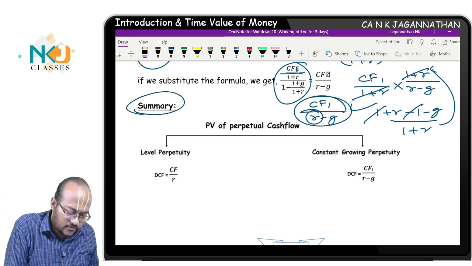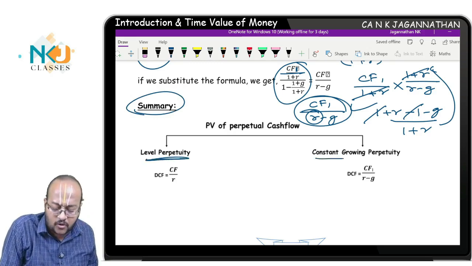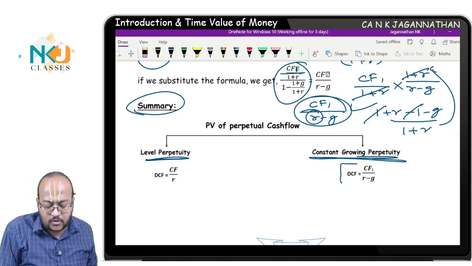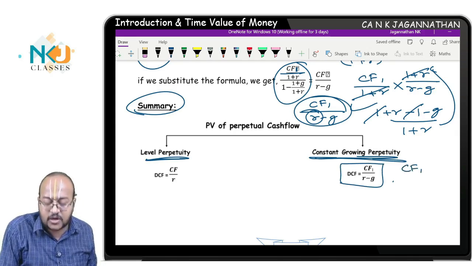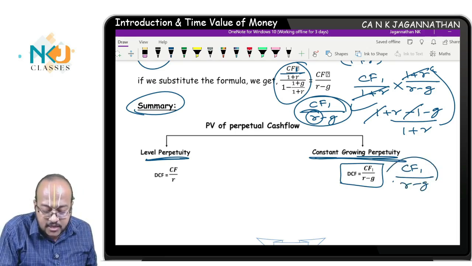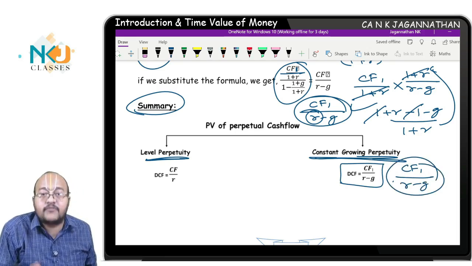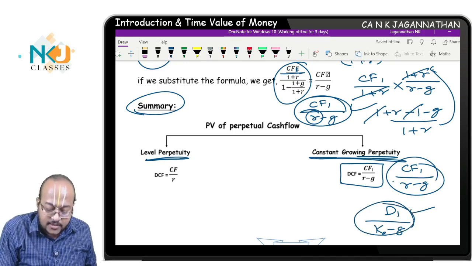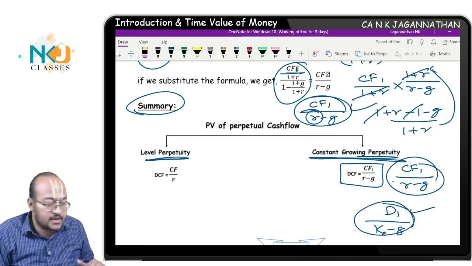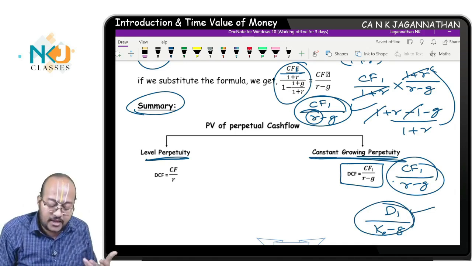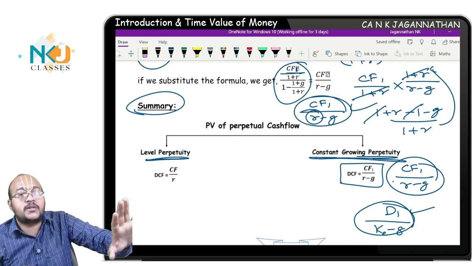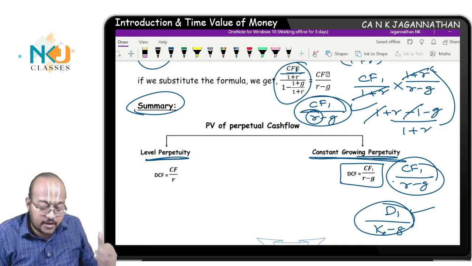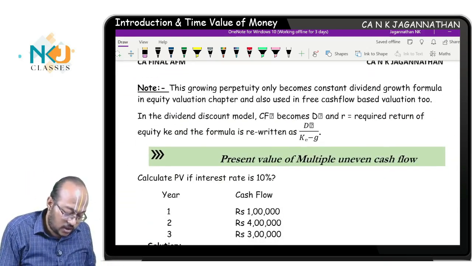Next, see here, the summary I have given here. Present value of perpetual cash flow: level perpetual is there, constant growing perpetual is there. Level perpetual cash flow divided by R will give you the present value, and for a growing perpetual cash flow it is nothing but first year cash flow, or cash flow 1, divided by R minus G. This only, in the dividend discount model, the cash flow becomes D1 by KE minus G. Have you all heard about this formula? The derivation of both these formulas is the same. Are you listening? The R gets replaced with KE and the first year cash flow gets replaced by D1. Why? Because in the dividend discount model, the cash flow arising from holding equity shares is nothing but dividend. So D1 by KE, all these things I have given. Okay, you can simply go through.